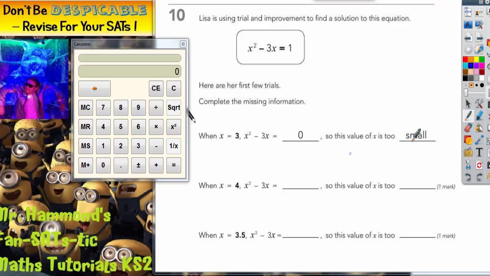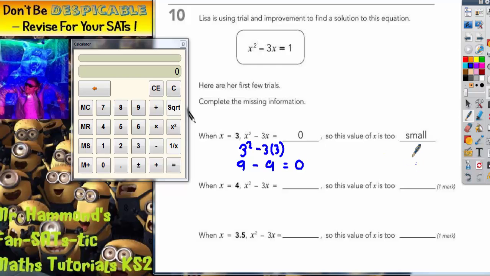Well, let's unpick what she's done there first of all. She's saying that x is 3. So what she's doing is replacing the x's in here with a 3. Instead of x squared, she's saying 3 squared. Instead of 3x, she's saying 3 lots of 3. And she's saying it equals 0. Well, let's see why. 3 squared is 9, and 3 lots of 3 is 9. So when you do 9 take away 9, you do get 0.